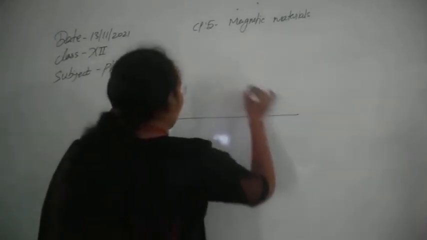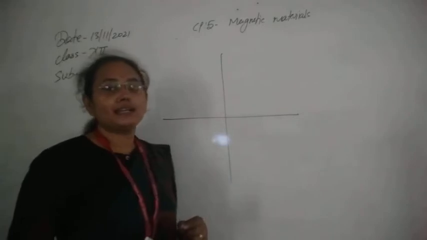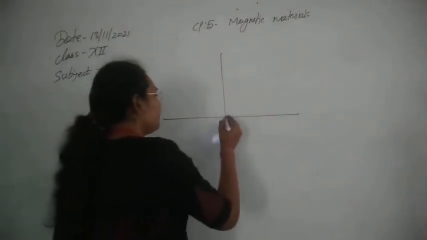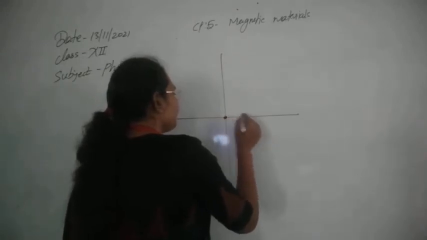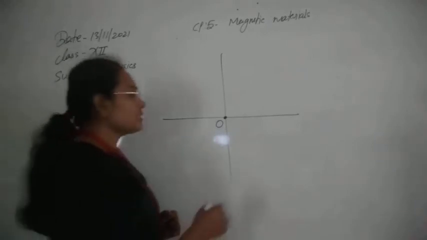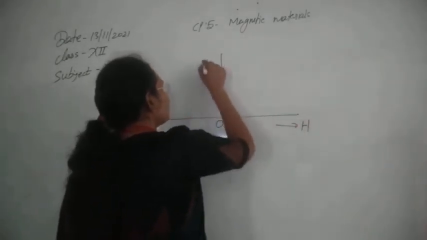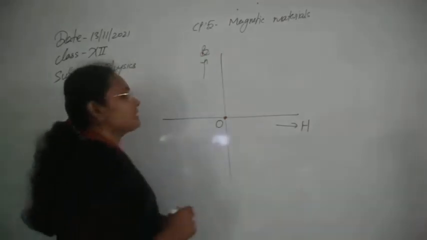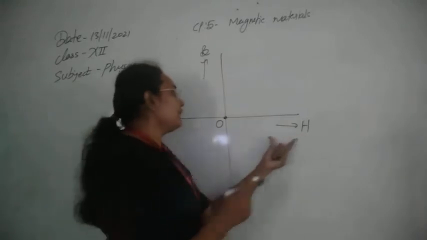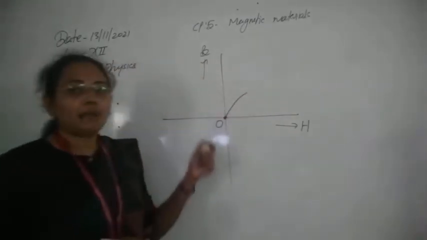If we plot the graph now, it will show the behavior of the magnetic induction due to the application of the magnetizing field. Whenever we take a demagnetized sample, it will have 0 magnetic induction for 0 magnetizing field. On the x-axis we have taken the magnetizing field, and on the y-axis the magnetic induction. Now we start to increase the magnetizing field, and we see a continual increment in magnetic induction.